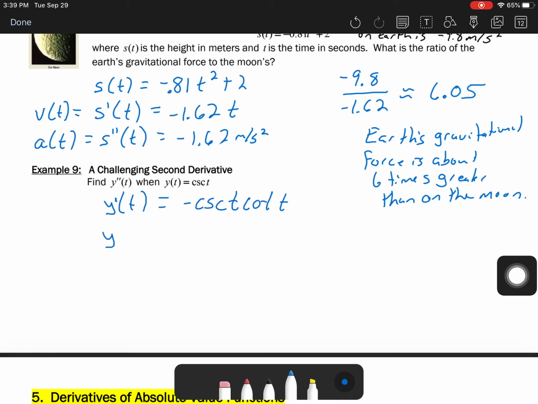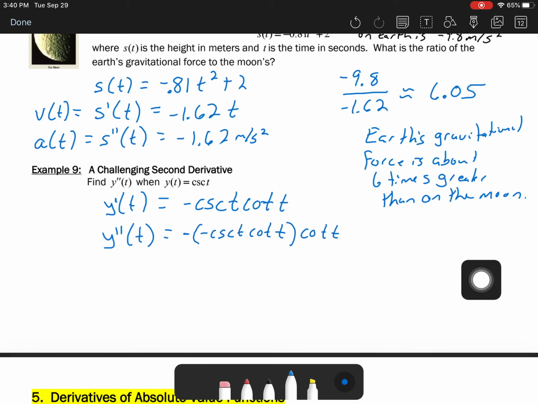And then, if we're going to do a second derivative, okay, so now what we have is a product. We've got negative cosecant of t times cotangent of t. And so we have to do a product rule. So we're going to do derivative of the first. This negative kind of rides on the outside there. And so the derivative of cosecant is negative cosecant t cotangent t, and then times, leave the second alone, right? Cotangent t.